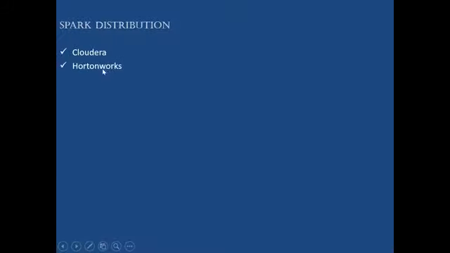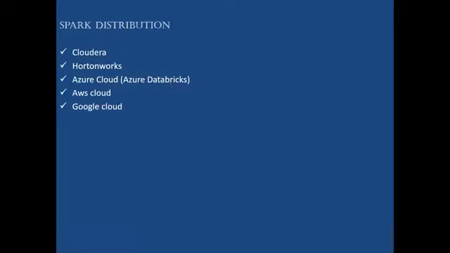Spark distributions: we have Cloudera, Hortonworks, Azure Cloud, AWS Cloud, Google Cloud, anywhere. But we are using Spark in Azure Cloud, on the Azure Databricks platform. We are using this Spark. Spark computation can be taken from Cloudera, Hortonworks, AWS Cloud, Google Cloud, even Azure Cloud. We are using it from the Azure Cloud.